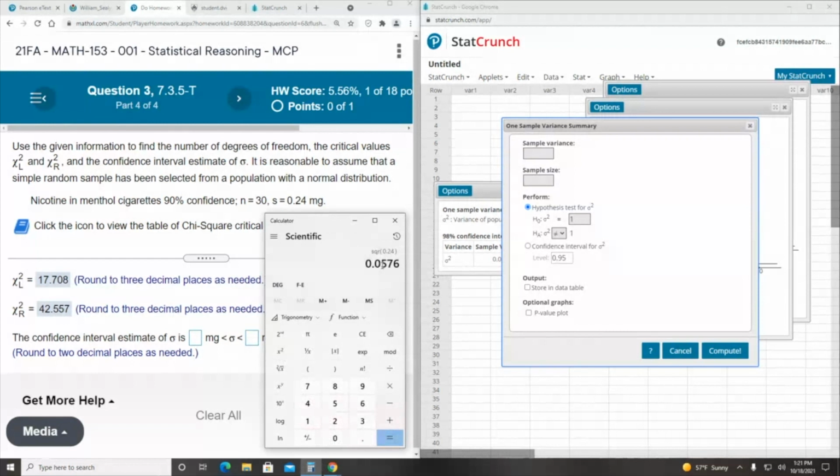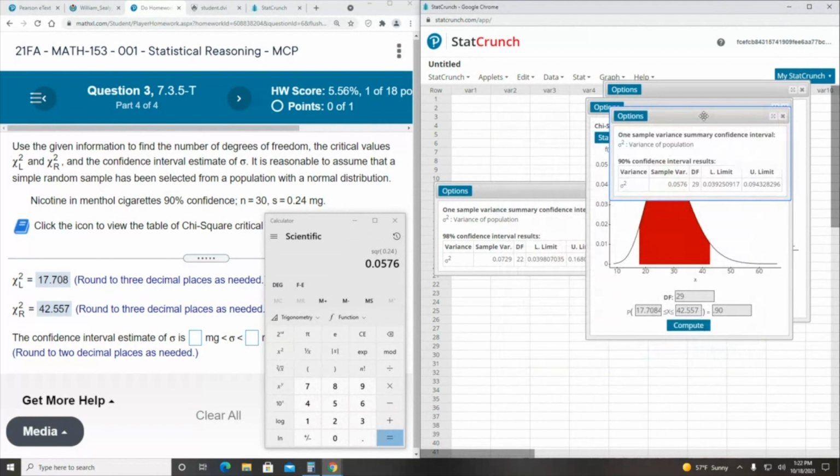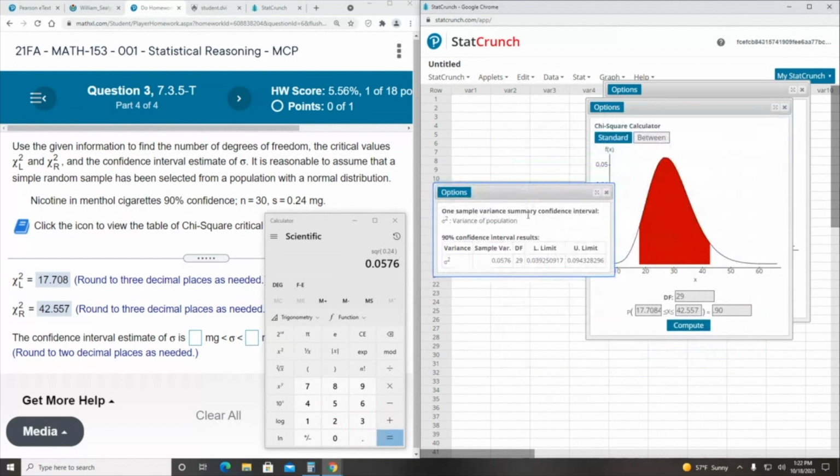If you're doing this online, you can use the copy, Control-C, and then paste, Control-V feature. If you're using a pocket calculator, just key it in. Sample size, they told us, was 30, so we put that in. Confidence interval, click the radio button to select it. They want 90%, so we change this 0.95 to 0.90. Press compute, and here we have our upper and lower limits.